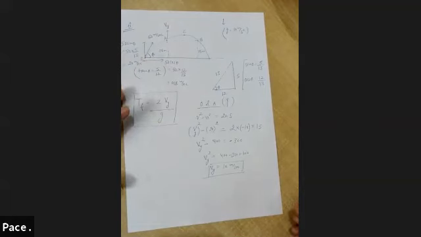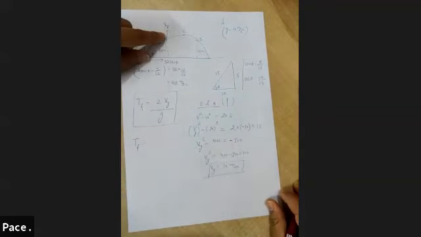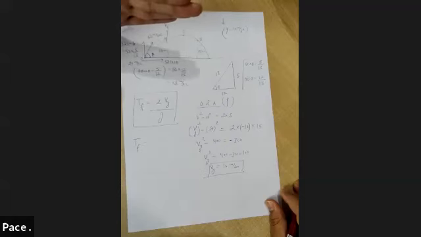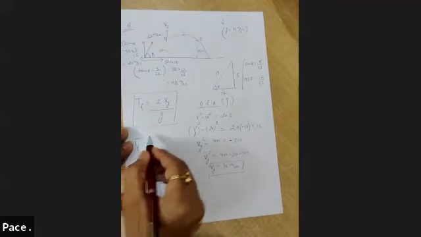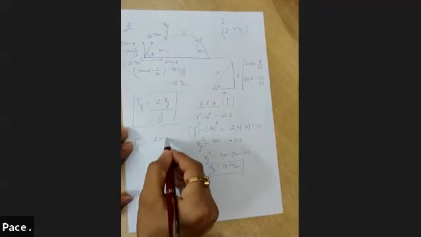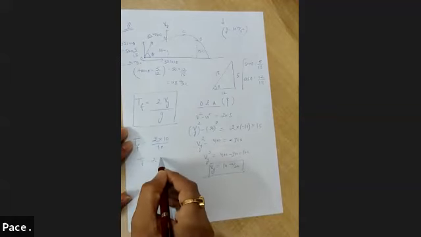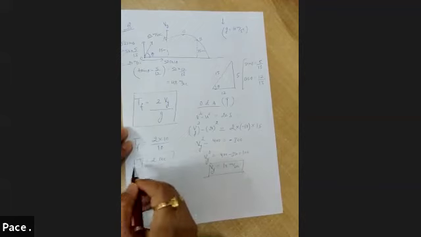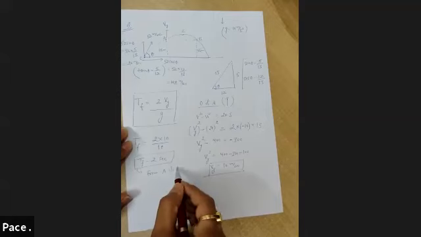Now you can easily find out the time taken by the particle from A to B. How? Using this formula. Time of flight, because from A to B you can see it is a mini projectile, because A and B both are at the same horizontal level. So time of flight would be 2 times the vertical velocity, which comes out to 10, upon acceleration due to gravity, which is also 10. So time of flight is equal to 2 seconds, or you can say the time taken from A to B.